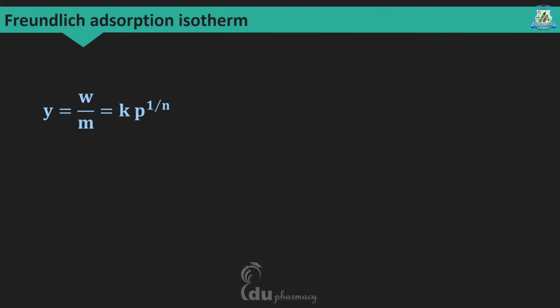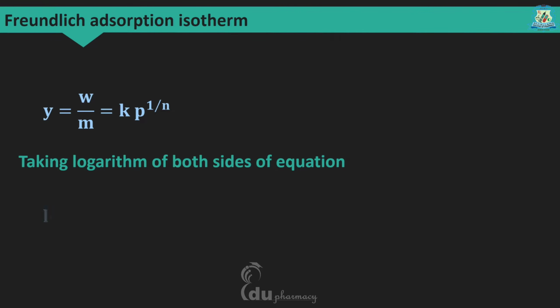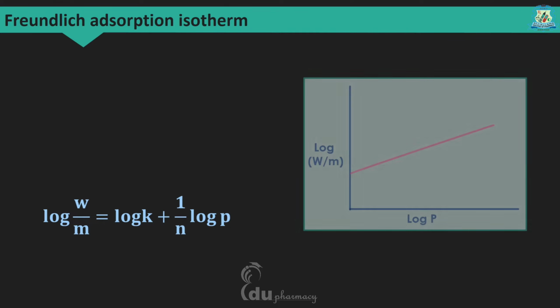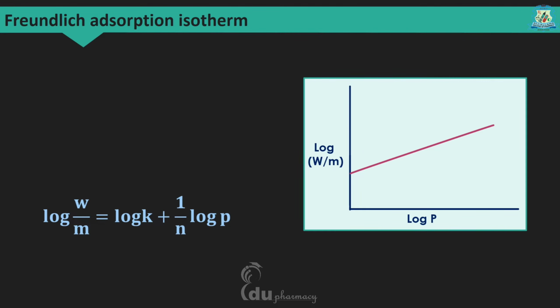Taking the logarithm of both sides of the equation, it becomes log W by M is equal to log K plus 1 upon N multiplied by log P. Since this equation follows the equation of linear expressions, the plot of log W by M versus log P gives a straight line. If adsorption is on the solid surface, the pressure term can be replaced by concentration terms.